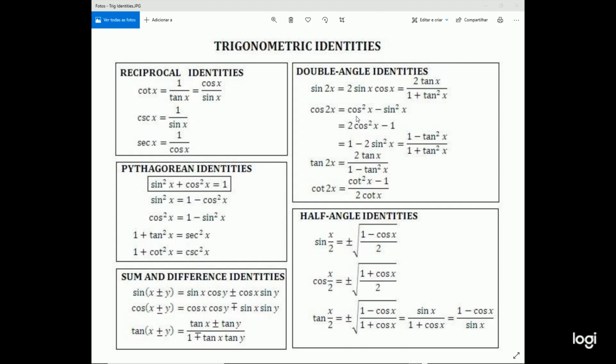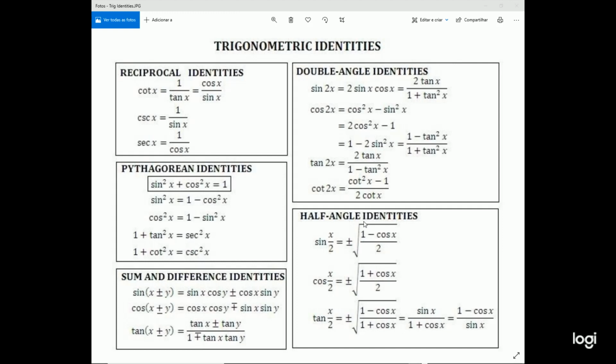The double angle, no problems. Sometimes we're going to use this relation, sometimes we're going to use this other relation, because sometimes we're not interested in the sine, and we just want the cosine. We just see which one is best, or maybe we just want to get rid of the cosine and we just get the sine. Just straightforward, there is not much to say.